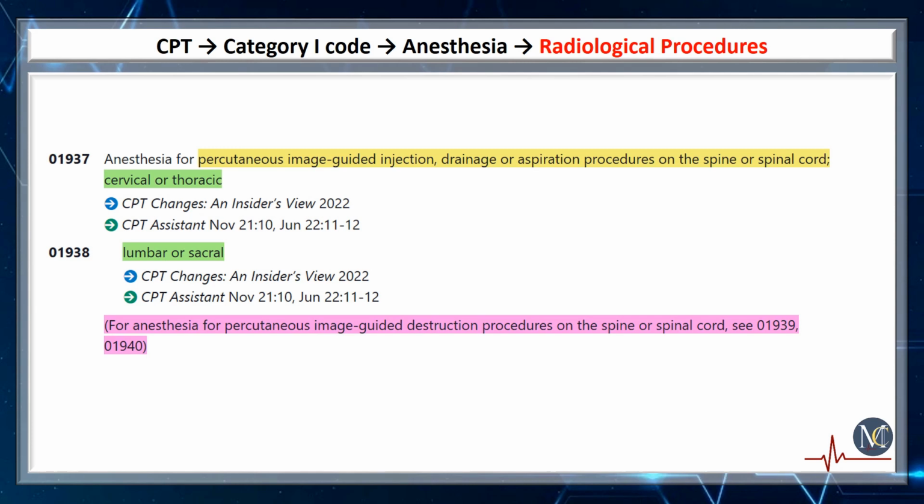Next code is 01937. Anesthesia for percutaneous image guided injection, drainage, or aspiration procedure on the spine or spinal cord, cervical or thoracic. Next code is 01938. Same procedure as in 01937 but on the lumbar and sacral region.